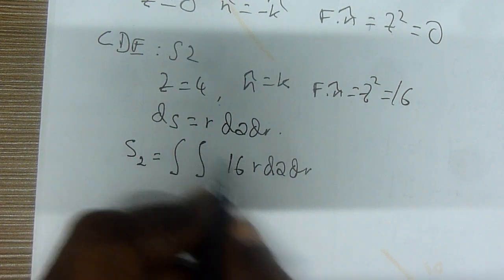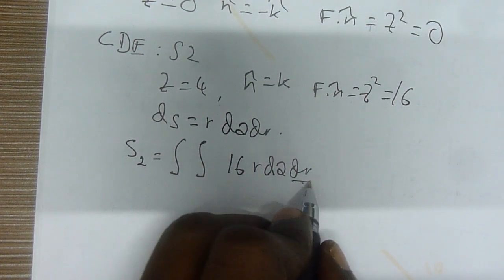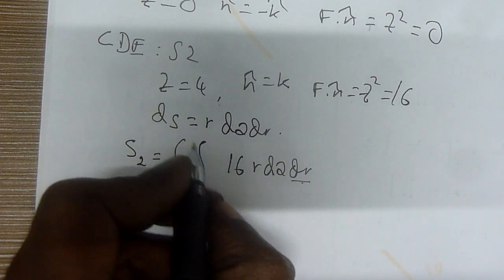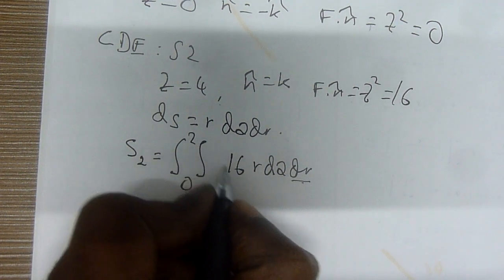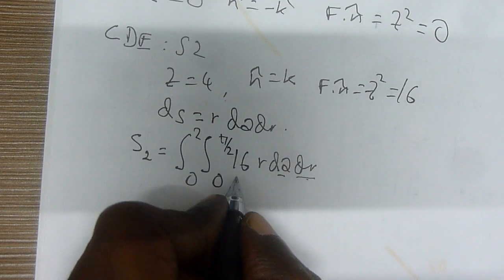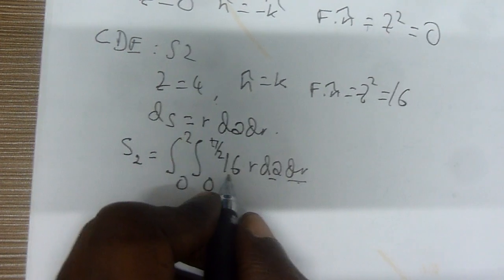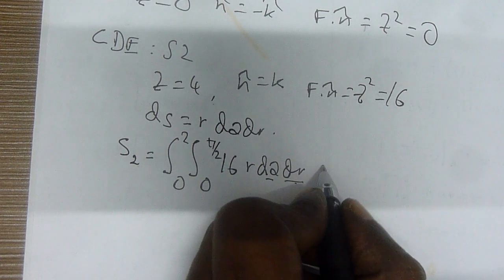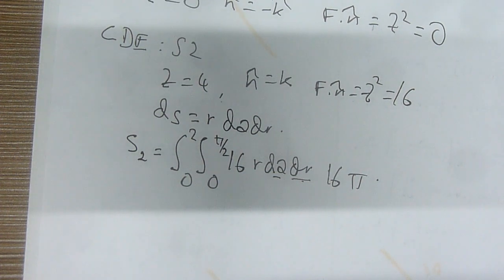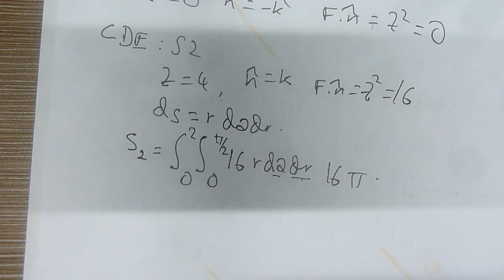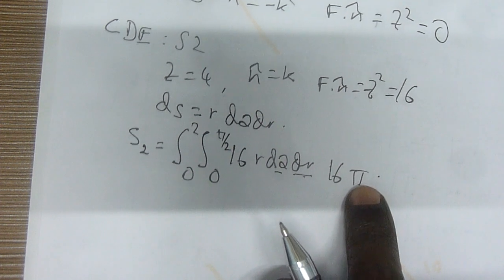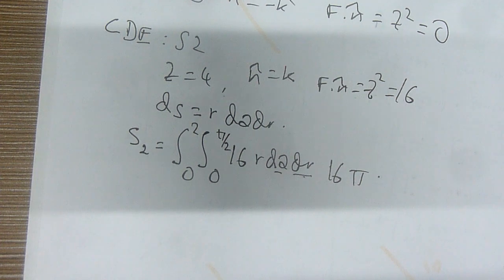What is r? r goes from 2 to 0, and theta goes from pi over 2 to 0. I hope that you can calculate this as well. I leave it to you to solve this problem. If the problem is complex, I'll help you, but I hope that you can do this. Okay, now this part is done.